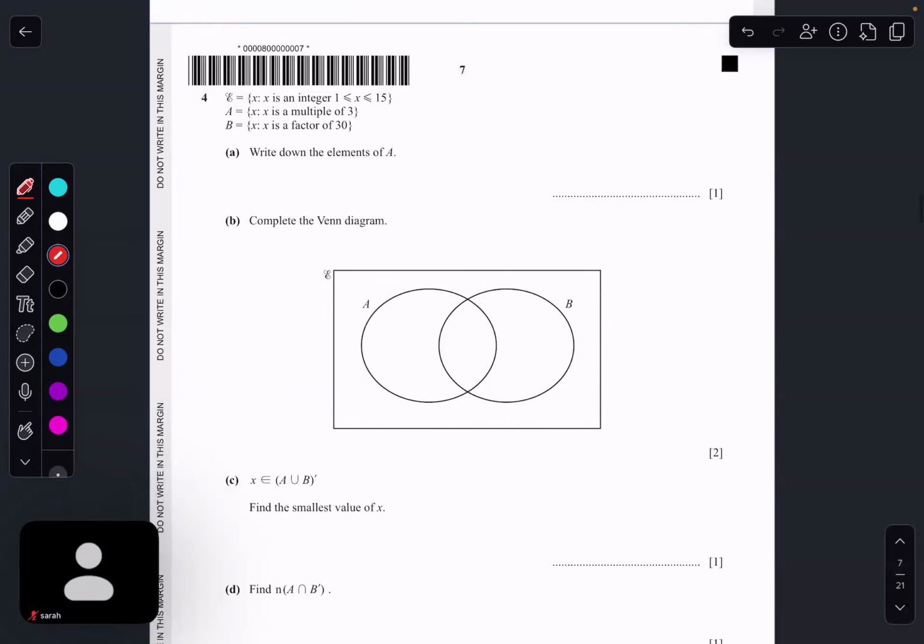This one over here, question number 4. Write down the elements of A. First of all, what should I do for that? Rehan, what is our universal set, which consists of all the values mentioned? Yes, it's from 1 to 15.